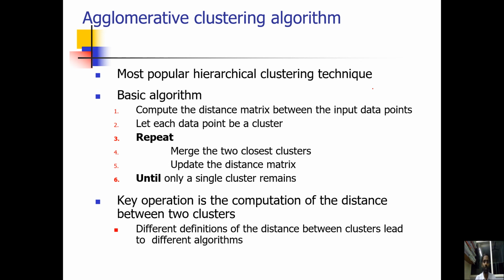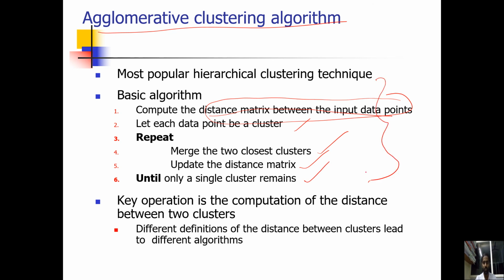This is the algorithm for agglomerative hierarchical clustering, the most popular hierarchical clustering technique. First, we have to compute the distance matrix between the data points. Let each data point be taken as a single cluster, merge the two closest clusters, and update the distance matrix until only one single cluster remains. This is the basic algorithm for hierarchical clustering. We can discuss this algorithm with an example also.